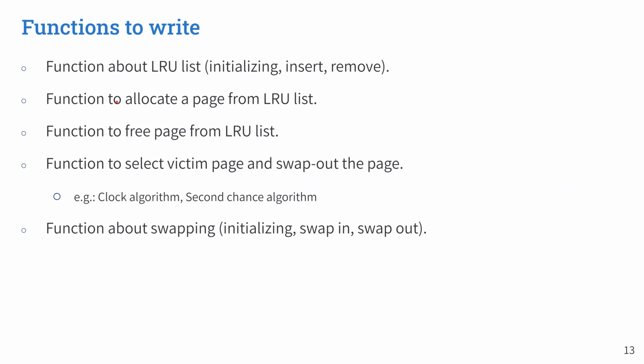These are the functions you should write for swapping. You should write functions for the array list: initializing, inserting into the array list, and removing from it. You should write a function to allocate a page from the array list and free a page from the array list. You should also implement the function to select a victim page and swap out the page. You can use whatever algorithm you want to select the victim page. The examples are the clock algorithm or the second chance algorithm. And finally, you should write a function for swapping itself, so initializing and swap in and out.